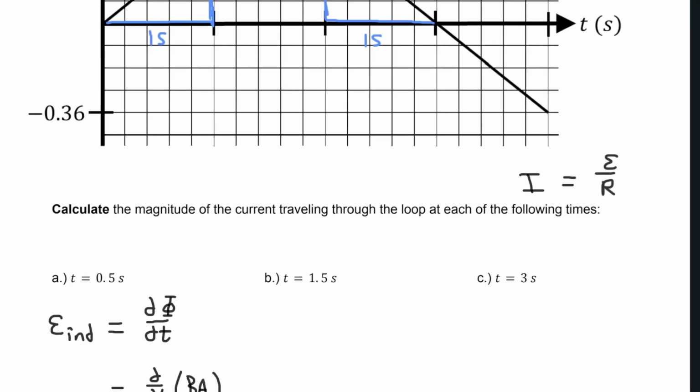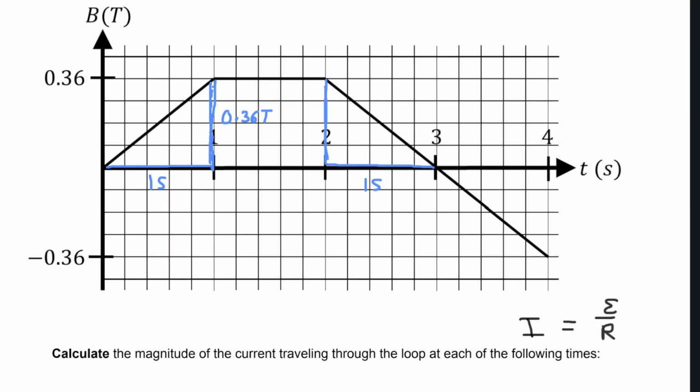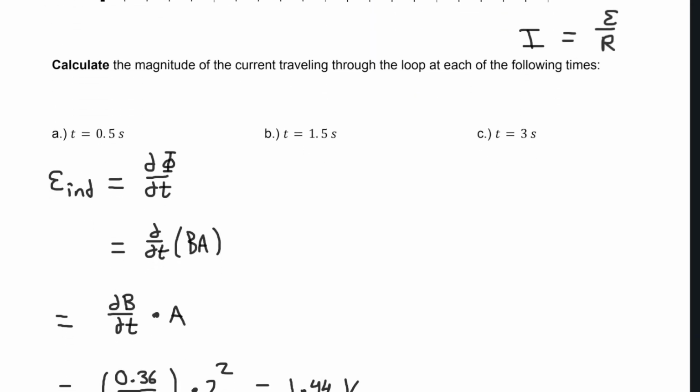T equals 1.5 seconds. Well, there is no change in magnetic field up here. So notice this is constant. Between 1 and 2 seconds, there is no change in magnetic field, so there's no change in flux. So there's no change in flux, so I equals 0.